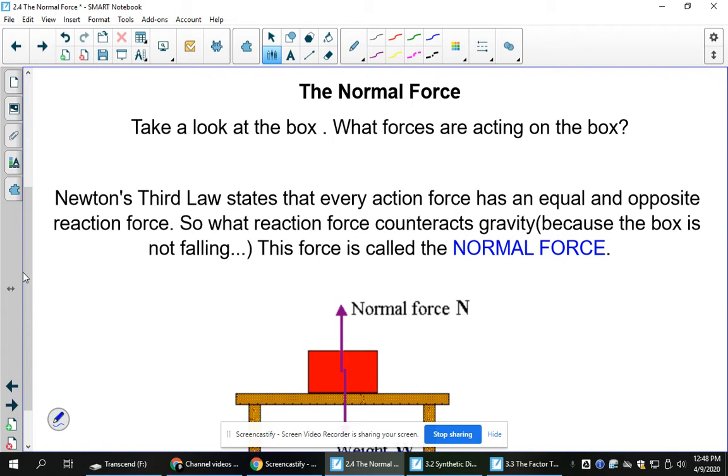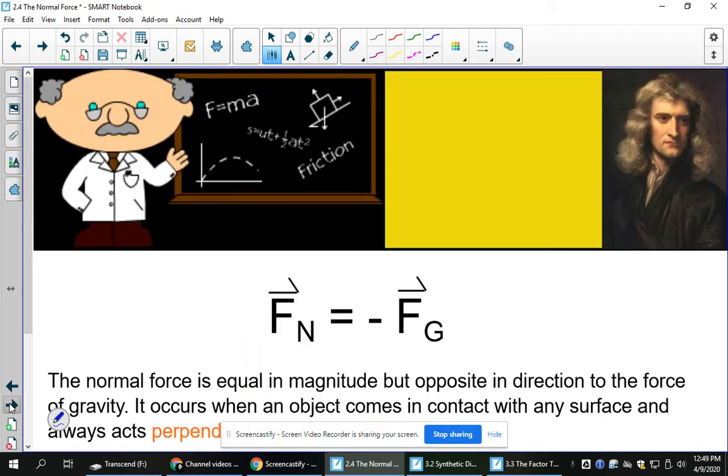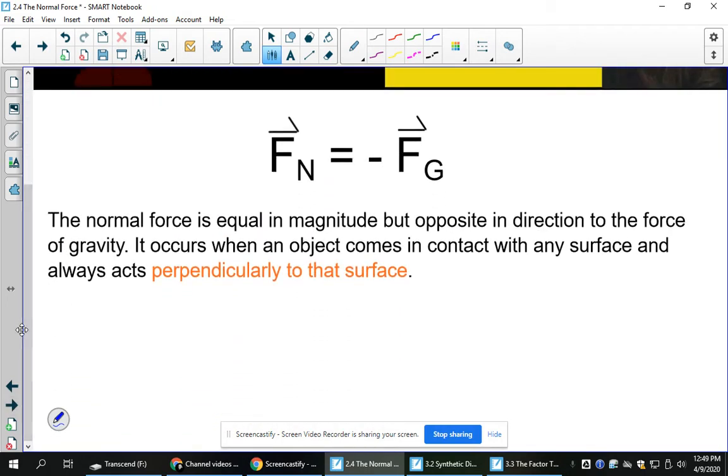So this box sitting on the table that you see, it's not falling through the table. So there must be some force that's keeping this box from following gravity and being dragged down. This is called the normal force. So the normal force is basically, from Newton's third law, a counteracting force to gravity. So this formula can be used in some circumstances to say that the normal force is just the exact opposite, so a negative sign, of the force of gravity.